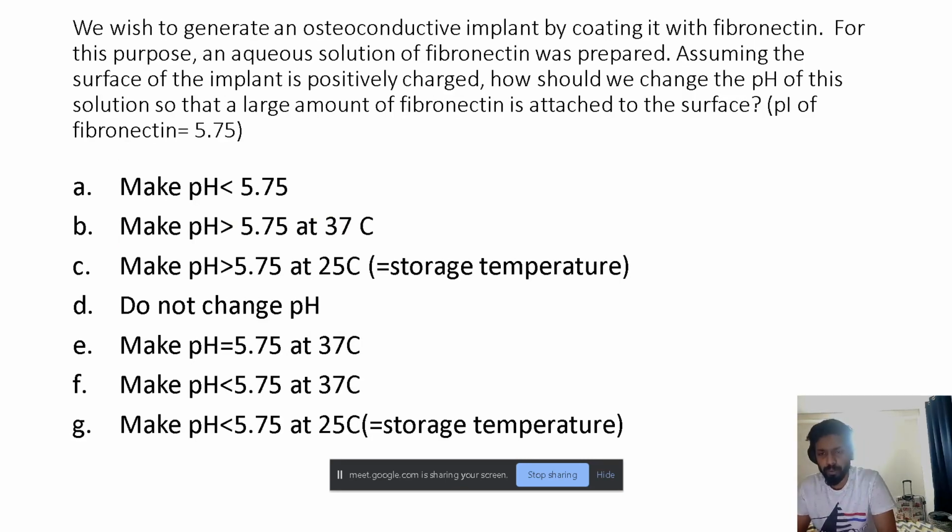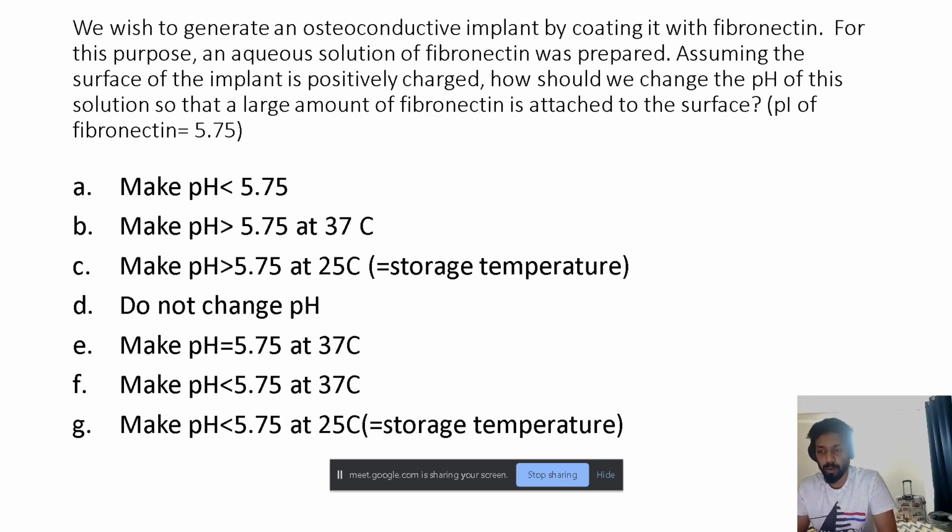Okay. So we wish to generate an osteoconductive implant by coating it with fibronectin. For this purpose, an aqueous solution of fibronectin was prepared. Assuming the surface of the implant is positively charged, how should we change the pH of the solution so that a large amount of fibronectin is attached to the surface? They've given the isoelectric pH of the fibronectin, the pI, which is 5.75.